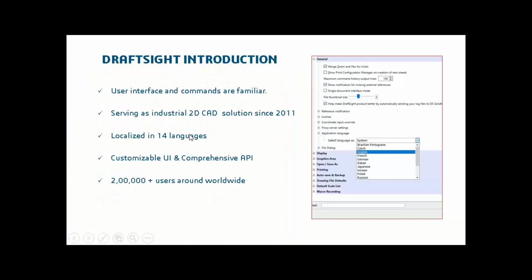Move to the next slide. Let me first talk about the DraftSight introduction. DraftSight has a familiar user interface and familiar commands. It has been serving as an industrial 2D CAD solution since 2011, and it is available in over 14 languages. We also have a customizable user interface and a comprehensive API, so that you can customize your own user interface and insert API code, like Lisp. Over 2,000 lakh customers worldwide are still using DraftSight.